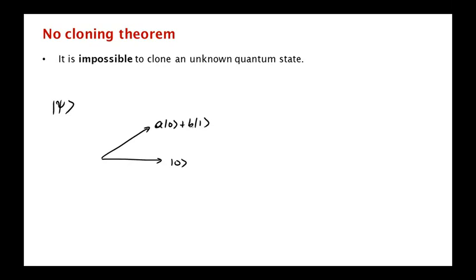So you cannot make copies of psi. There's no way to transform the first qubit in state psi, second qubit in state 0, into first qubit in state psi, second qubit in state psi. That's the no-cloning theorem.